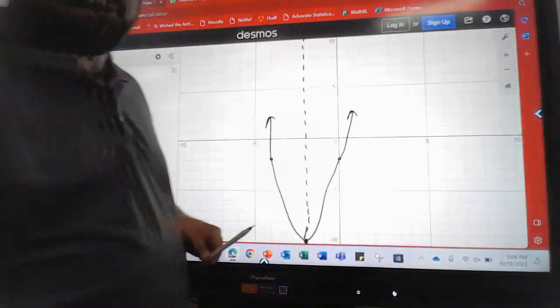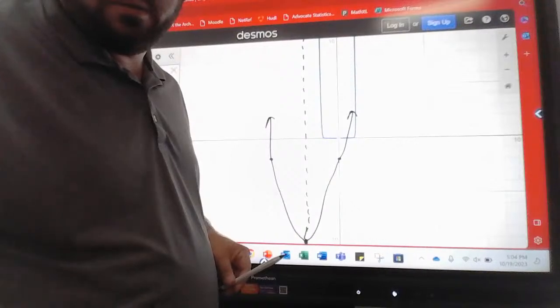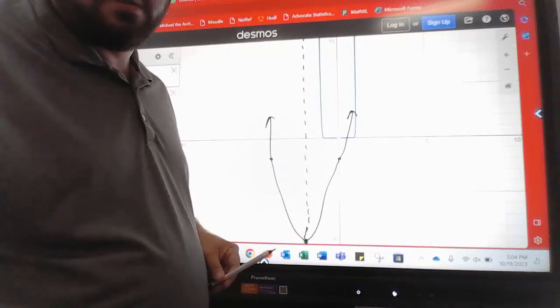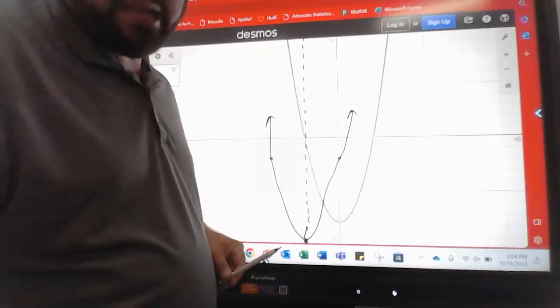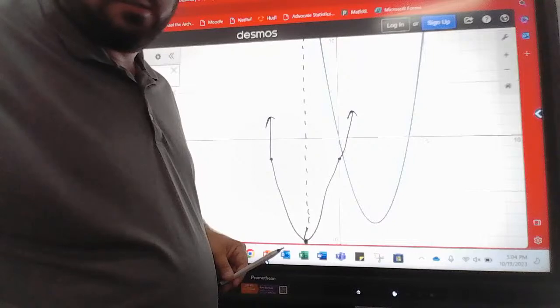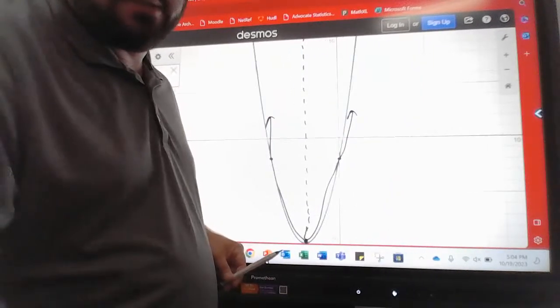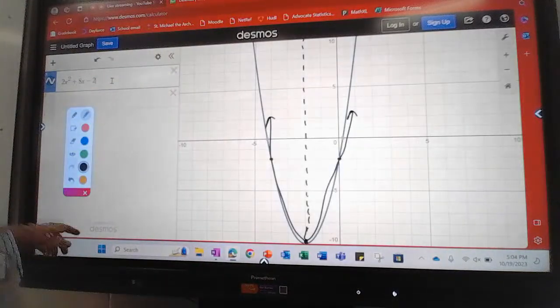Now let's check it by putting it in here, 2x squared plus 8x minus 2. Of course, there we go. There's our quadratic function right there.